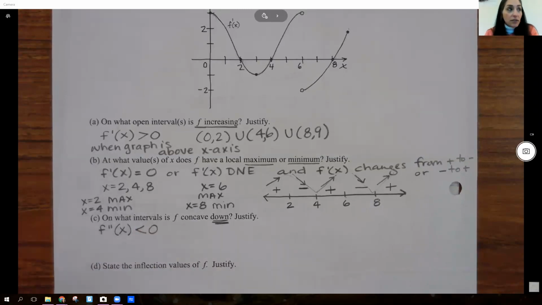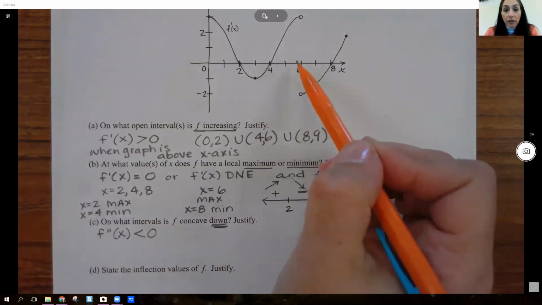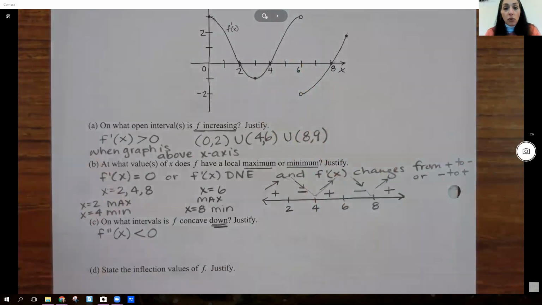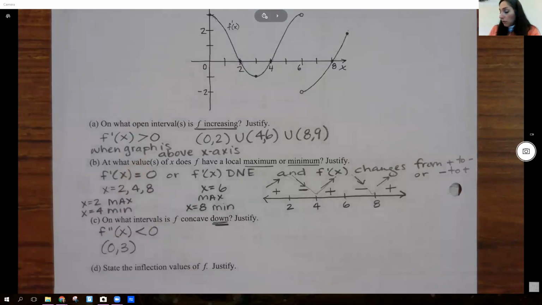In order to get the second derivative for this particular problem, you have to look at the slope of this graph. Where will the slopes of this graph be negative? What intervals? 0 to 3. Good, 0 to 3. Any others? That's it, right? So yeah, 0 to 3. So on 0 to 3, you are concave down. Good.